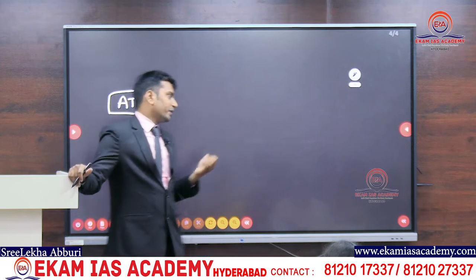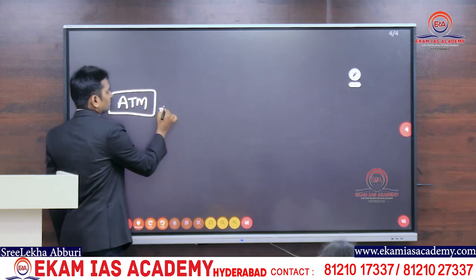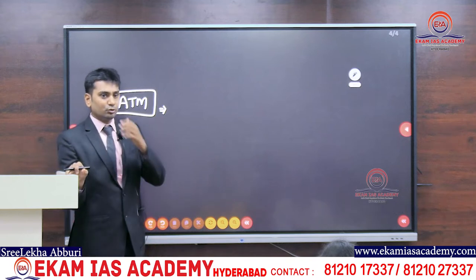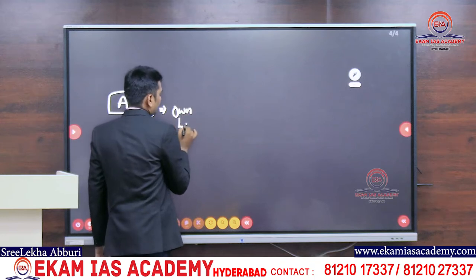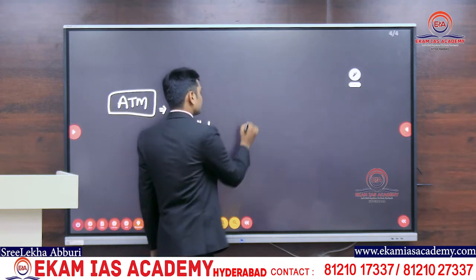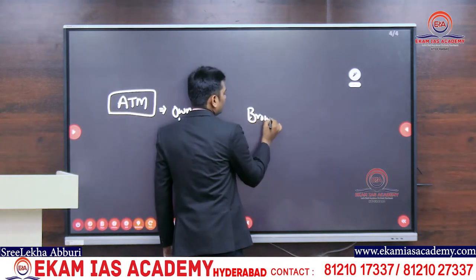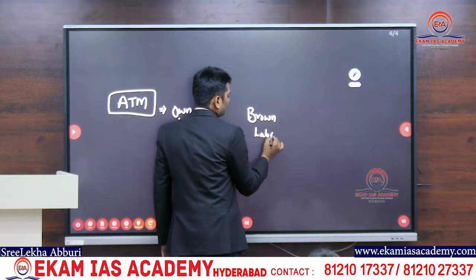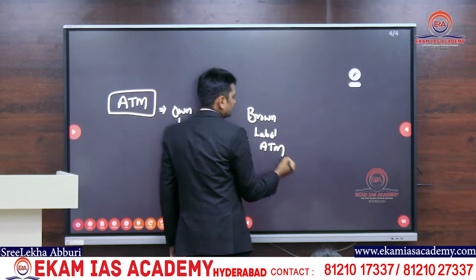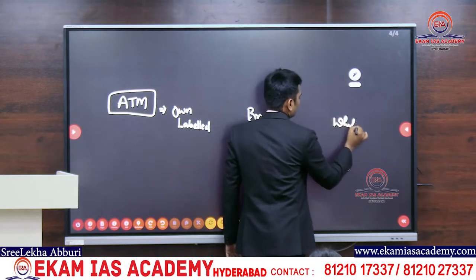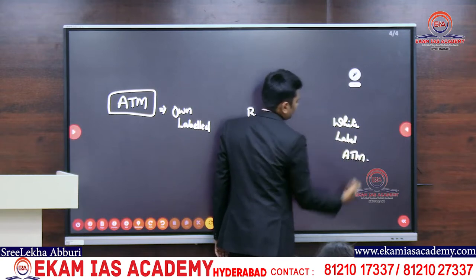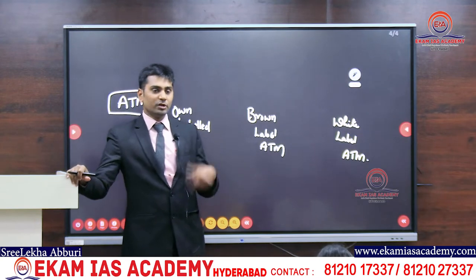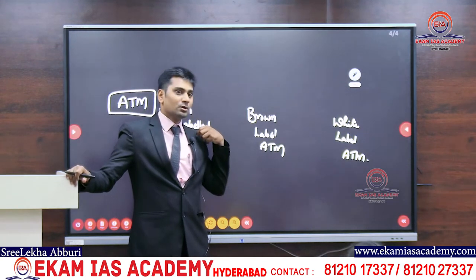ATMs, automated teller machines. Now what they will ask is, what are the types of ATMs? ATMs can be classified into three types. One is own labeled ATMs. Second one is brown labeled ATMs. Next one is white label ATMs. ATMs are classified into three. One is own label, second one is brown label, third one is white label ATMs.